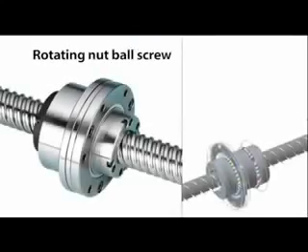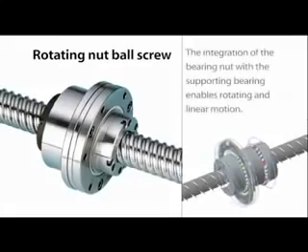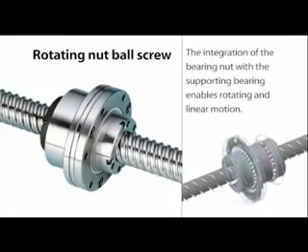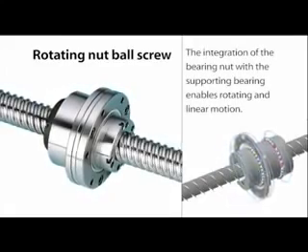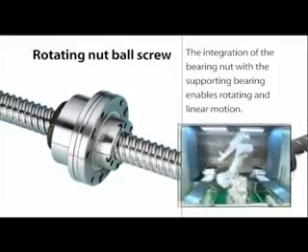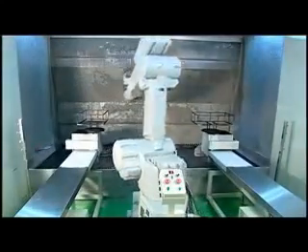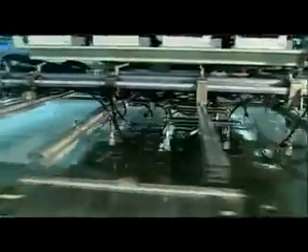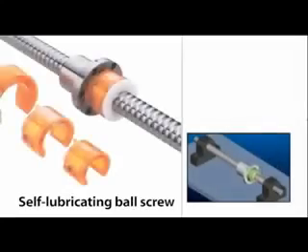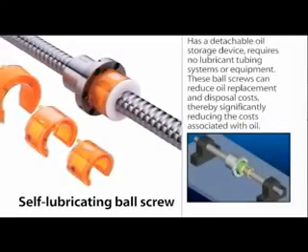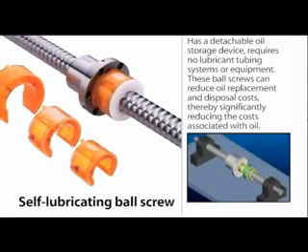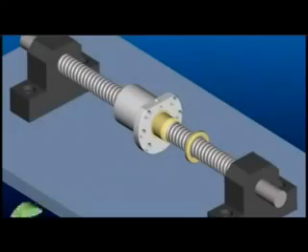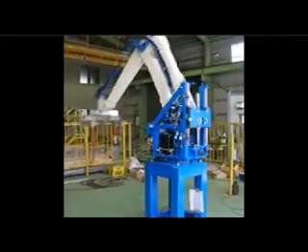Rotating nut ball screws integrate the bearing nut with a supporting bearing, enabling rotating and linear motion. These ball screws are used in semiconductor machinery, industrial robots, woodworking machines, laser processing machines, and conveyor devices. Self-lubricating ball screws have a detachable oil storage device and require no lubricant tubing systems or equipment. These ball screws can reduce oil replacement and disposal costs.